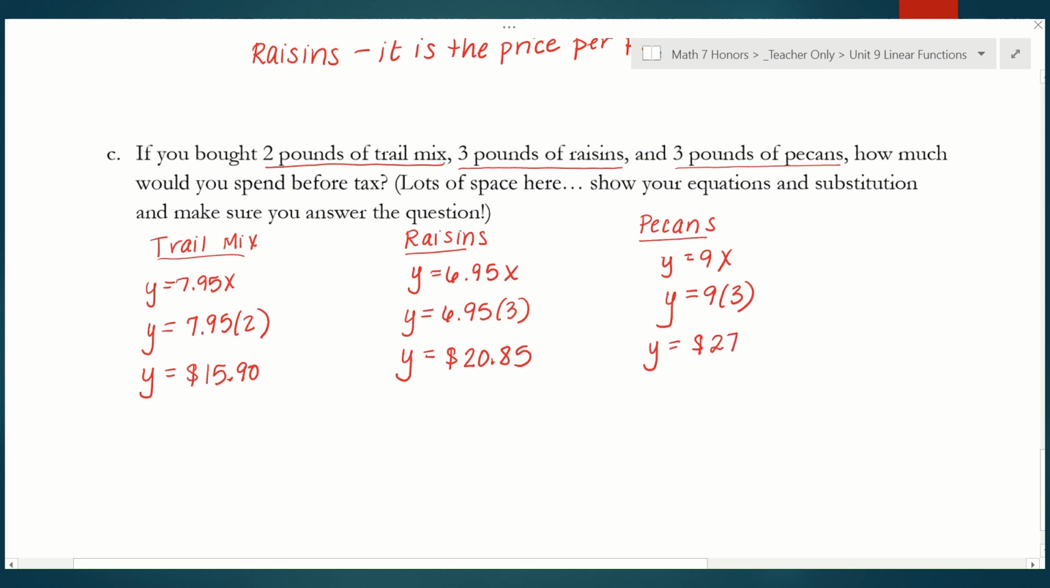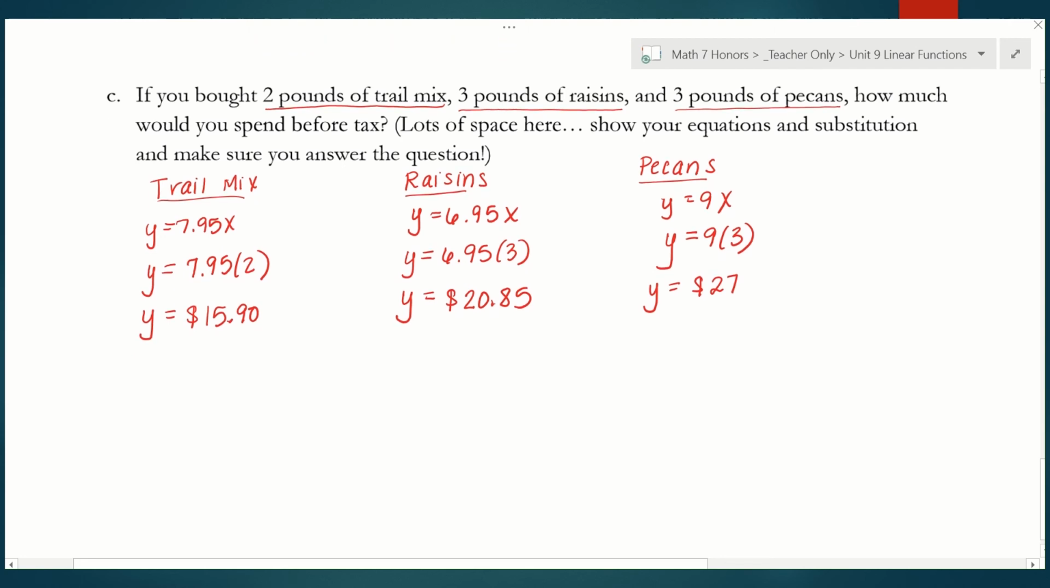So it says, how much would you spend before tax? Okay, so we're not caring about tax. We're just trying to figure out a total here. So we need to add the cost for the trail mix plus the cost for the raisins plus the cost for the pecans, to give me a grand total of $63.75.